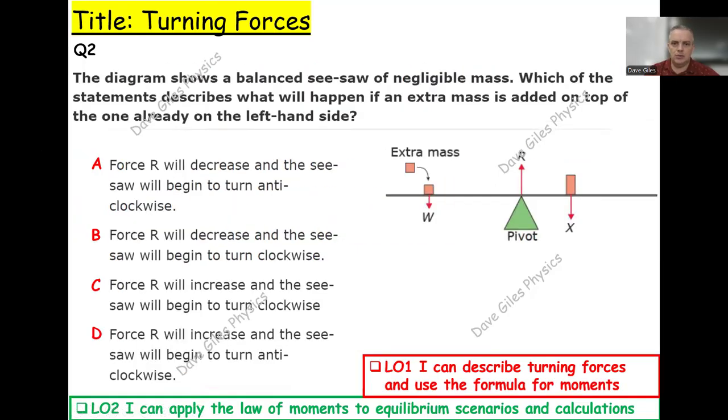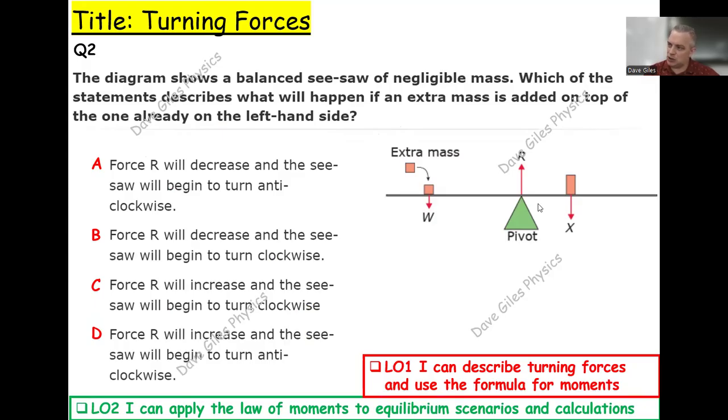Question 2. The diagram shows a balanced seesaw of negligible mass. Which of the statements describes what will happen if an extra mass is added on top of the one already on the left-hand side? So we'll start from the top. Force R will decrease and the seesaw will begin to turn anti-clockwise. It will start to turn anti-clockwise.